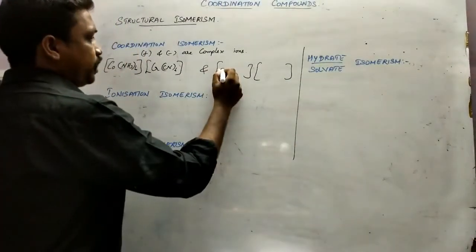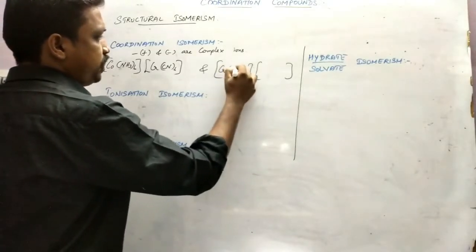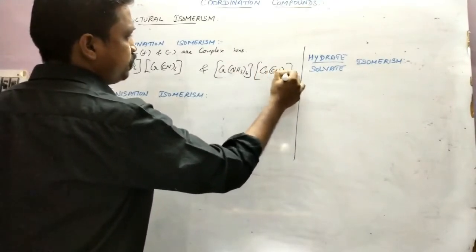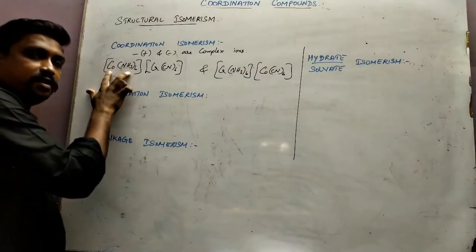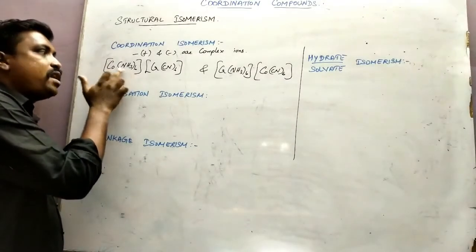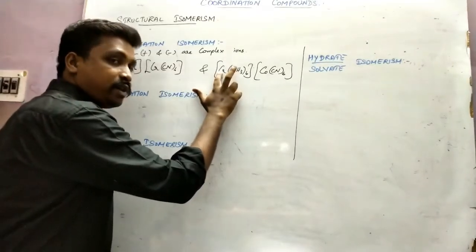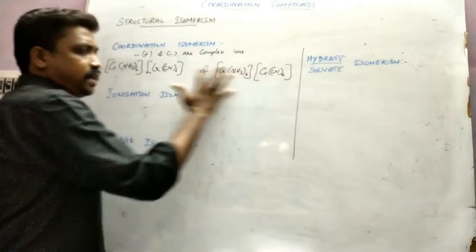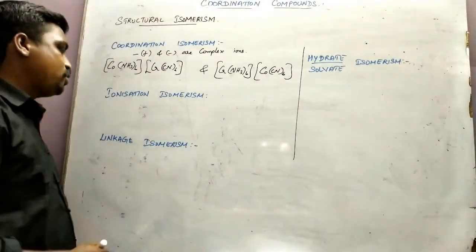Here, chromium is connected to 6 ammonia species and cobalt is connected to 6 cyanide species. What is the difference between the two? Here, the coordinate bond is found between ammonia and cobalt, whereas here, ammonia forms a coordinate bond with chromium, another metal. But the formula is the same. This type of isomerism is called coordination isomerism.